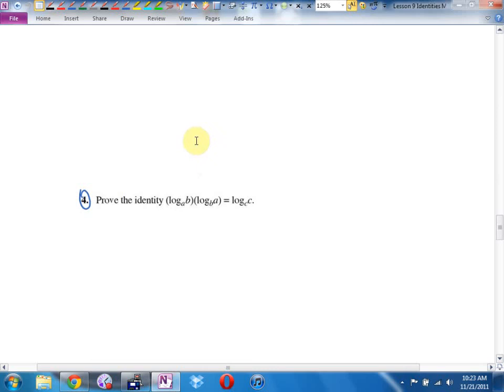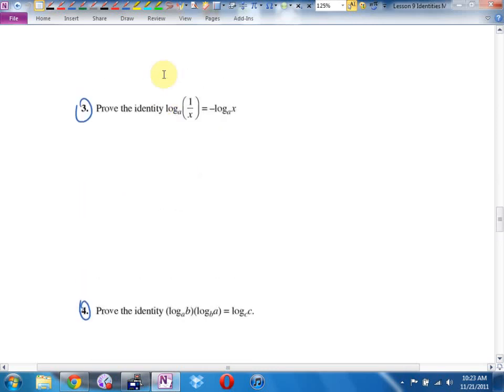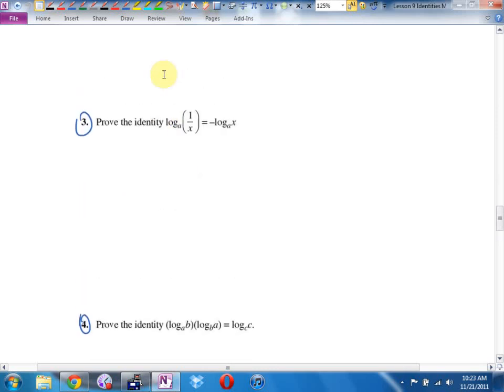So usually I found kids get 3. For number 3, probably what I would have done is rewritten this as x to the negative 1 and then moved the exponent to the front and you're done. There's other ways to get there.